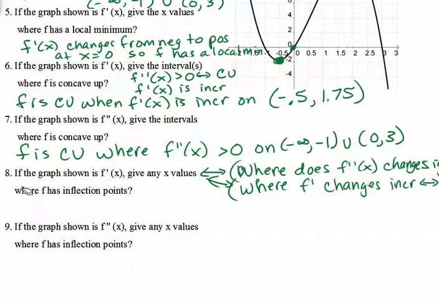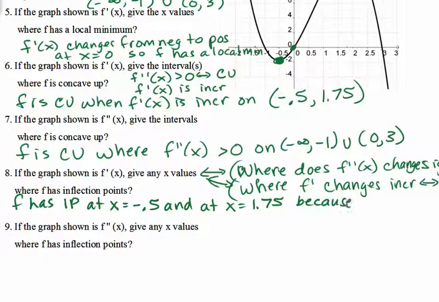What do I want to say here? F has inflection points at x equals negative 0.5 and at x equals 1.75 because f prime of x changes from increasing to decreasing or vice versa.